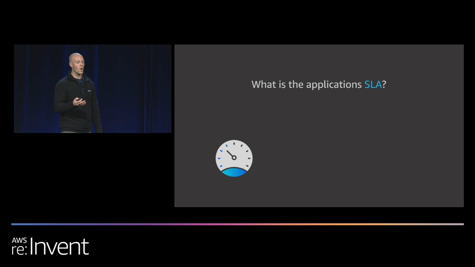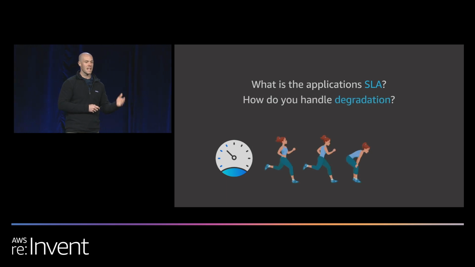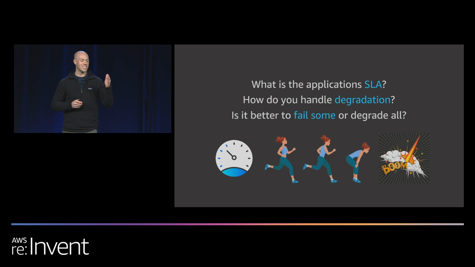Understand what the application SLA is. What are your application teams' SLAs? And how do they handle degradation? And my favorite is, is it better to fail some of them, or is it better to degrade every single one of them? Focus on identifying the SLA with your partners.